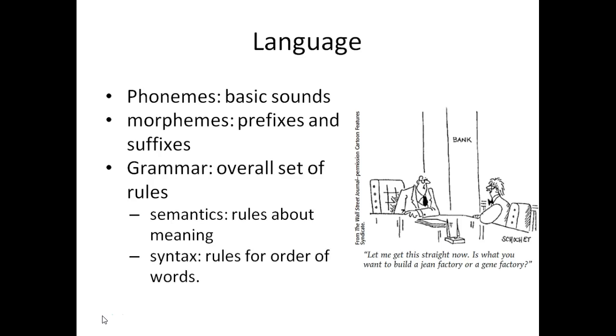The first is semantics, and this is where we have rules about how things mean, or if you wrote something that might change the meaning of a sentence. And the second is syntax, and that's rules for the order of words. That's actually what word can go in front of another word.